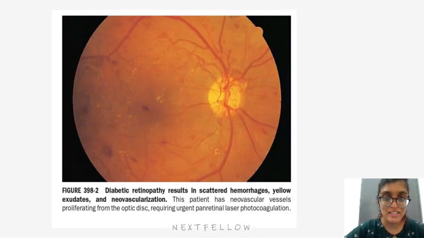So these are the scattered hemorrhages seen in diabetic retinopathy. You should know the classification of diabetic retinopathy and it can be asked many number of times.